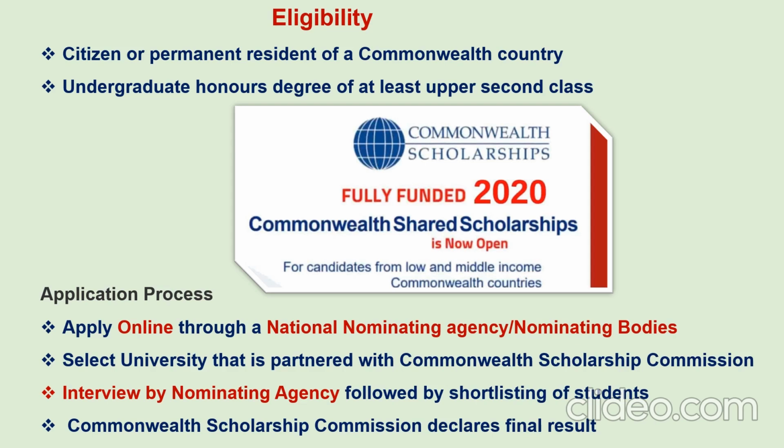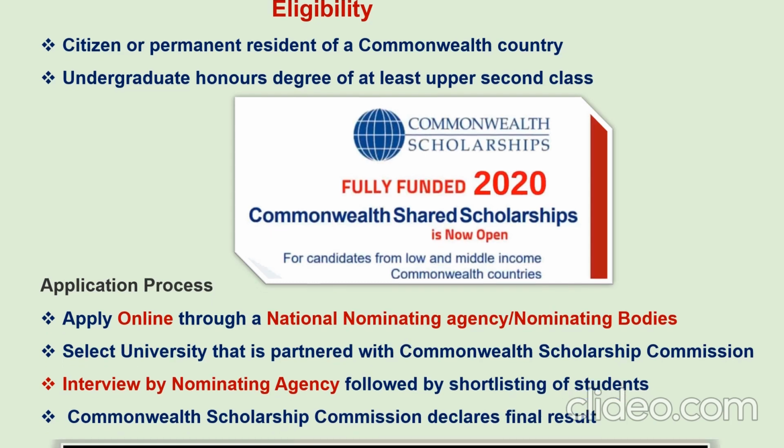Once you have applied, the nominating agency will shortlist the candidates for interview, and after the interview there will be a shortlisting of students. That shortlisted students list will be sent to the Commonwealth Scholarship Commission, and the final declaration of results will be made by the Commonwealth Scholarship Commission. So this is one of the most common and prestigious scholarships that everyone tries for. So you can try for this scholarship.